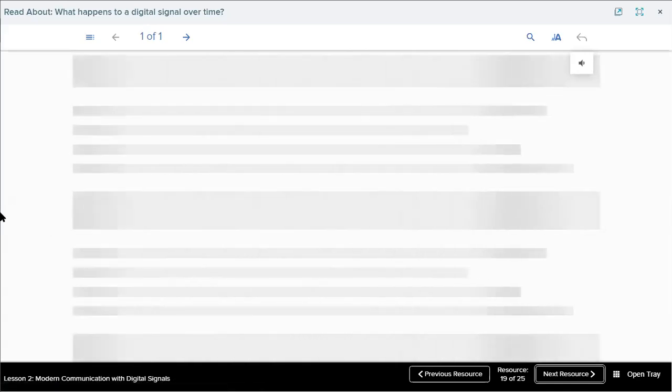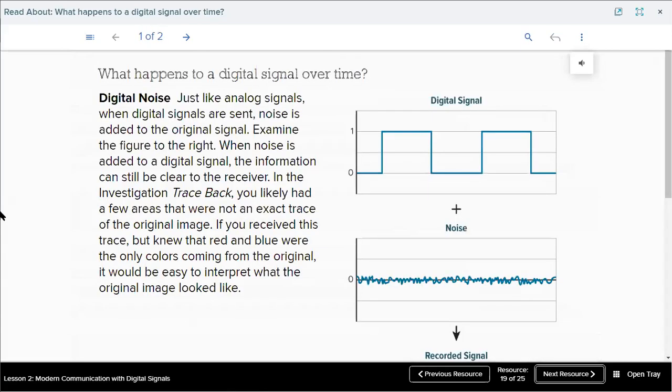So let's read about what happens to a digital signal over time. It's about digital signal. Okay, who can read? Muhammad Jibreen, can you read, please?